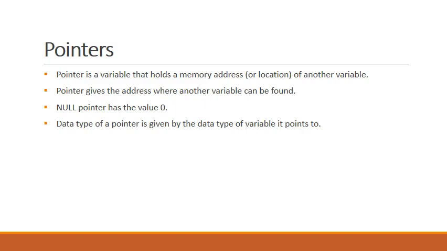If the pointer points to the location of an integer, it is an integer pointer. If it points to a float value, it is a float pointer. Right, so accordingly we can declare, initialize and then use it.